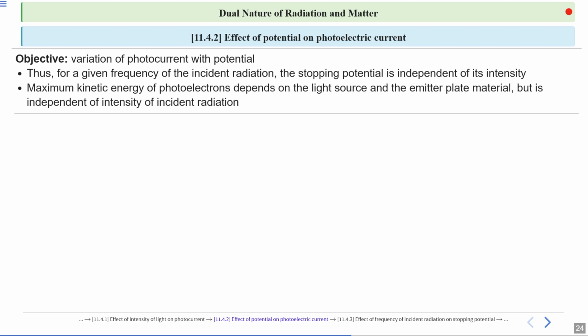Maximum kinetic energy of the photoelectrons. This energy depends on two things: the frequency of the light source and the type of material used for the emitter plate. It does not depend on how intense the light is.